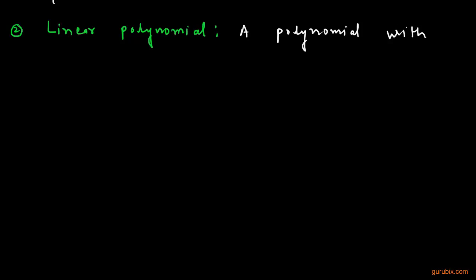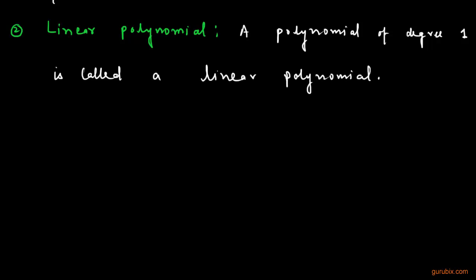Let me start the second type. This is the linear polynomial. A polynomial of degree 1 is called a linear polynomial. Let me give you some examples. Suppose we have a polynomial p(x) is equal to 3x plus 2. This is a linear polynomial because the power of the variable x is 1. And we have another polynomial p(y) is equal to 3y minus 5.